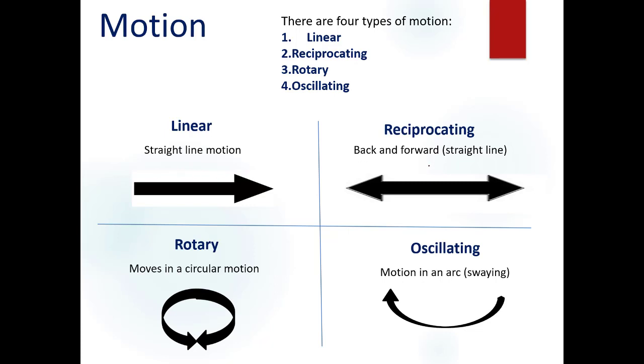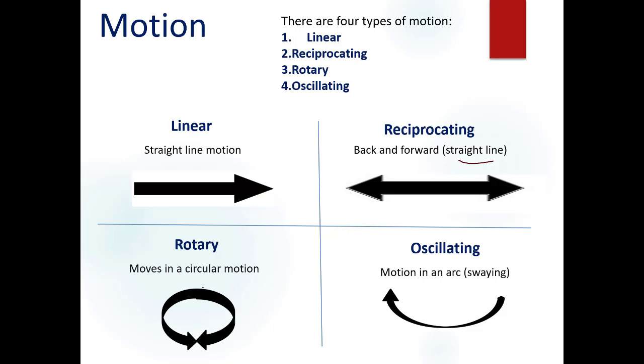Now, reciprocating is slightly different. It is still a straight line motion, but this time it is constantly moving forwards and backwards. And the best example in the engineering room would be a hacksaw blade when you're cutting. So a hacksaw blade moves forwards and backwards as you are cutting.